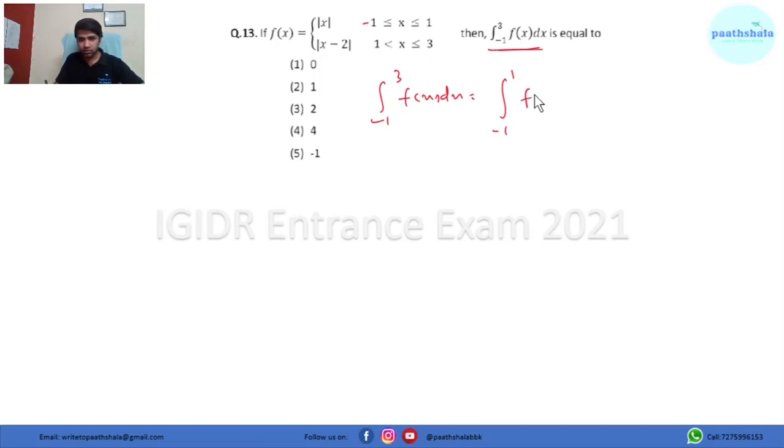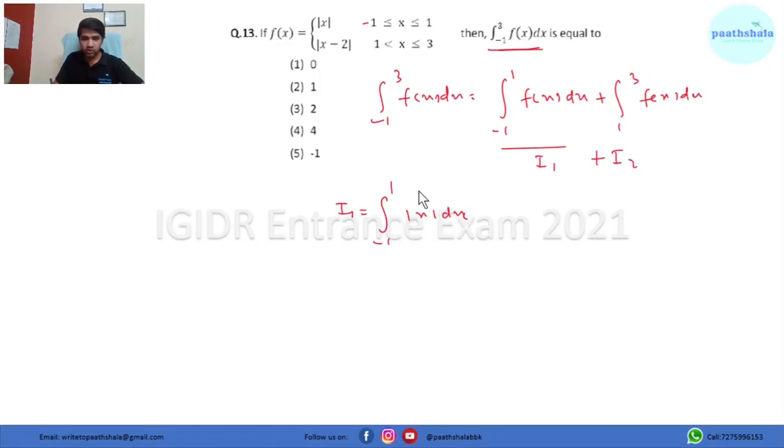So this will be integral -1 to 1 f(x) dx plus integral 1 to 3 f(x) dx. Considering this as I1 plus this as I2. So let's solve I1 first. So I1 is -1 to 1 f(x). So for this range, our f(x) is mod x dx.